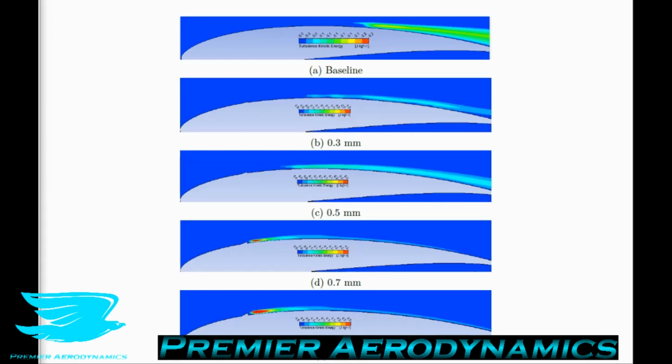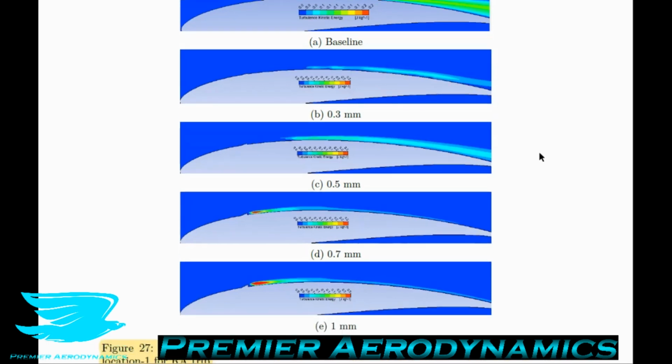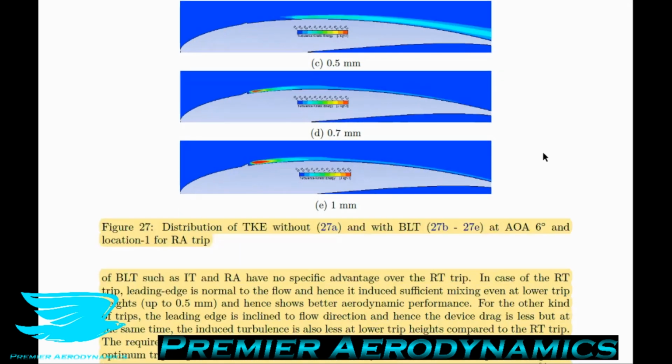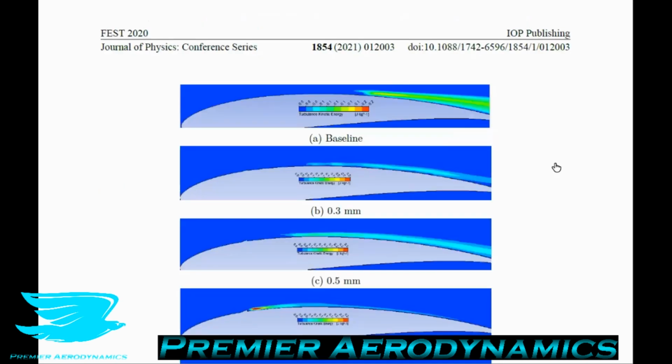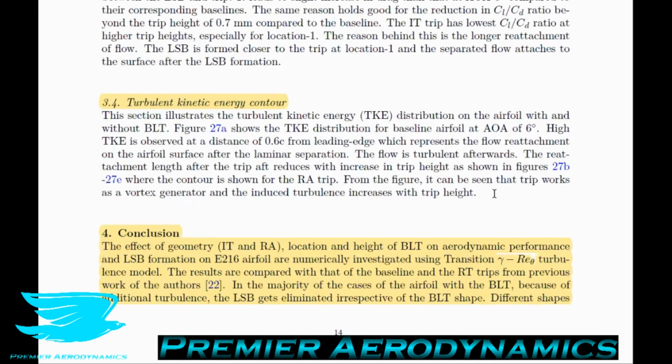And they say here, from this figure, it can be seen that trips work as vortex generators, and the induced turbulence increases with trip height. So that's where I mentioned earlier that micro vortex generators are usually better at reducing the drag while still having beneficial effects on the flow in general. So I thought that was pretty cool, looking at the turbulent kinetic energy there.